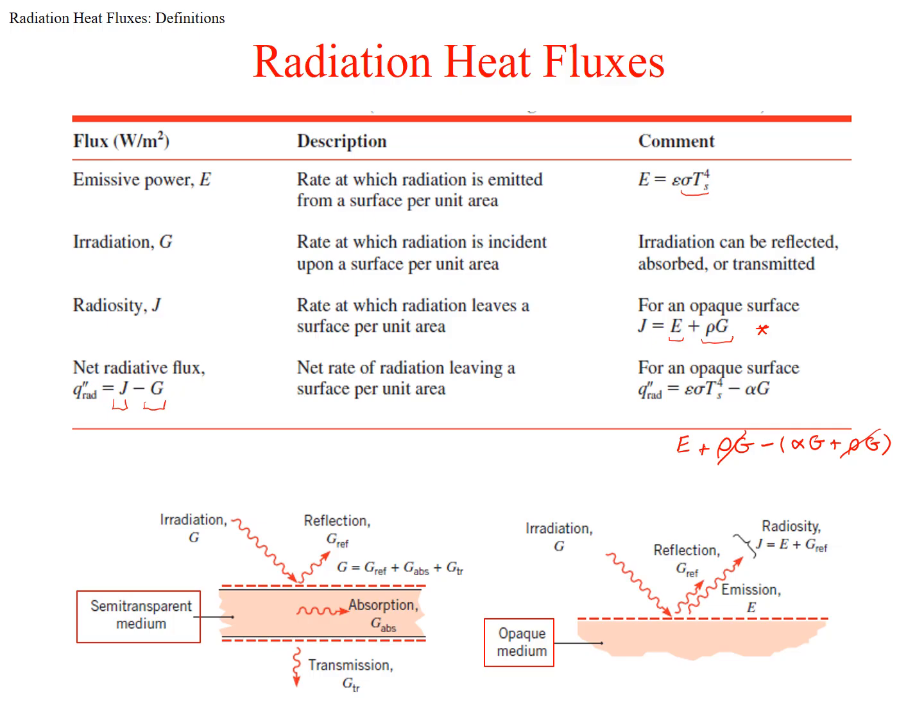you will be able to get the relation that you see here. Or in other words, your E, your emissive power, is actually your epsilon Stefan-Boltzmann constant T to the power 4. So this will become epsilon Stefan-Boltzmann constant T to the power 4, and then you will have minus alpha G. That's how we would get a relation like this.